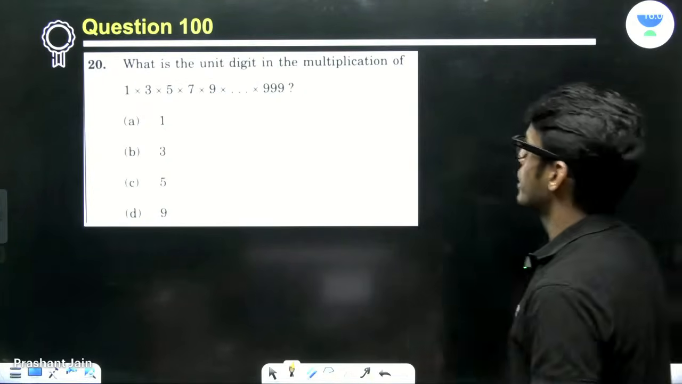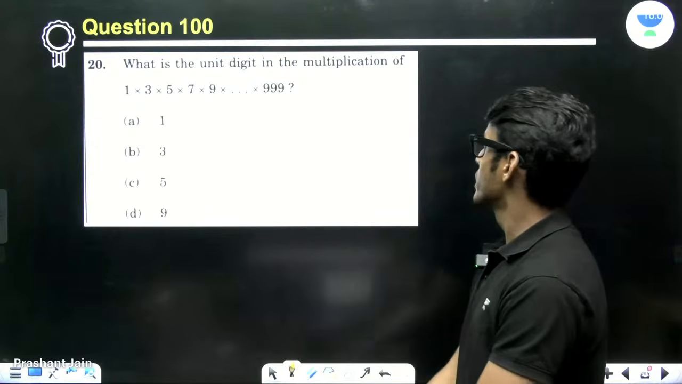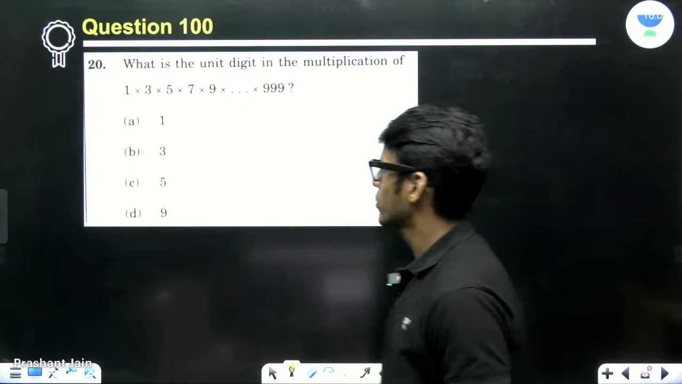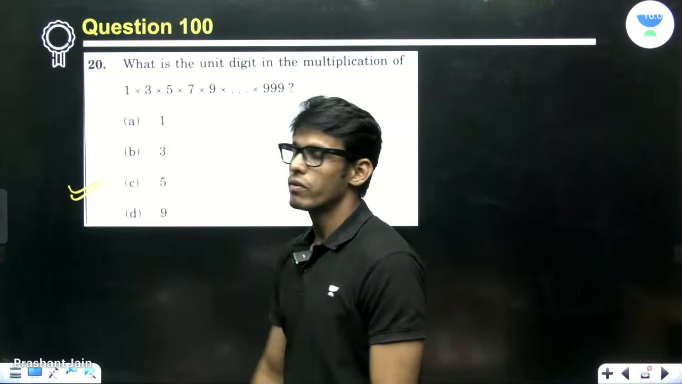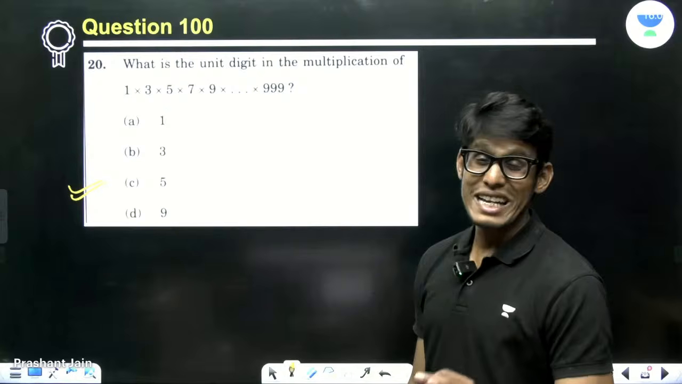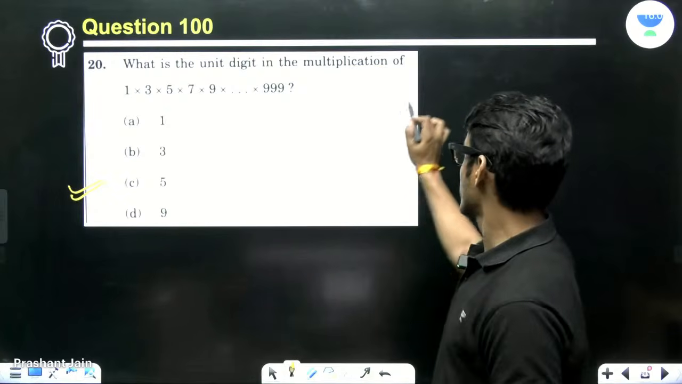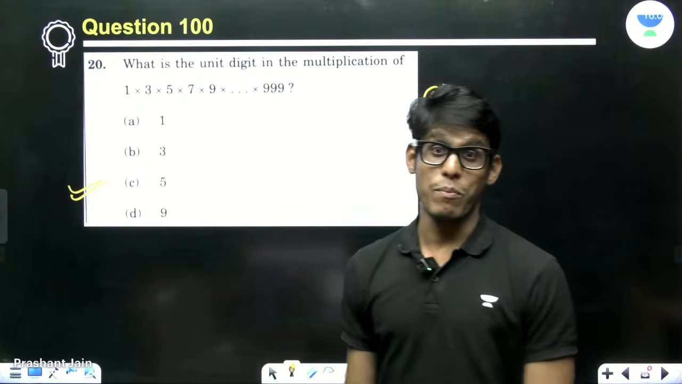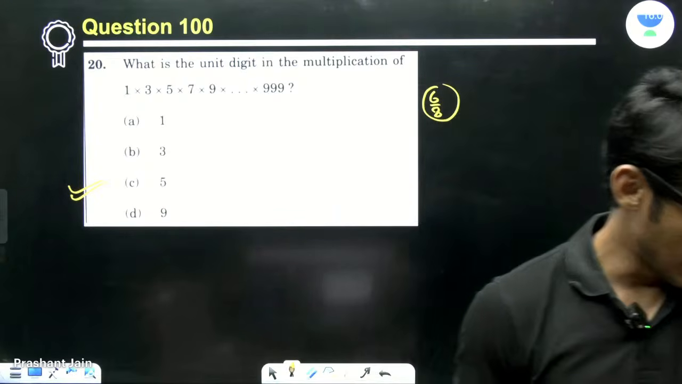Now, what is the unit digit of the multiplication? It has to be 5. The number is divisible by 5. Highly doable problem. 6 out of 8. We are rocking here. 75% of the paper we are able to do till now.